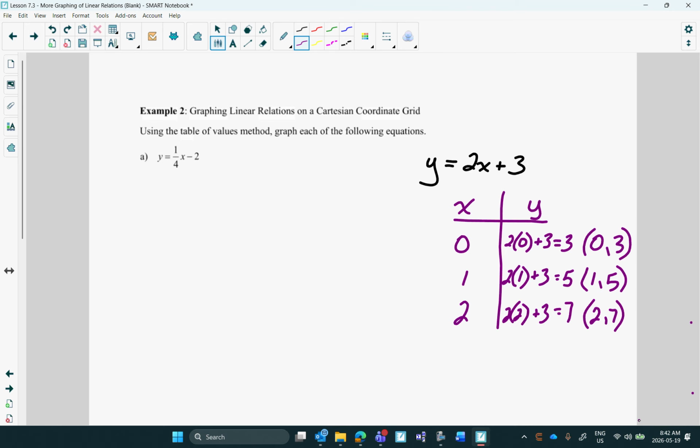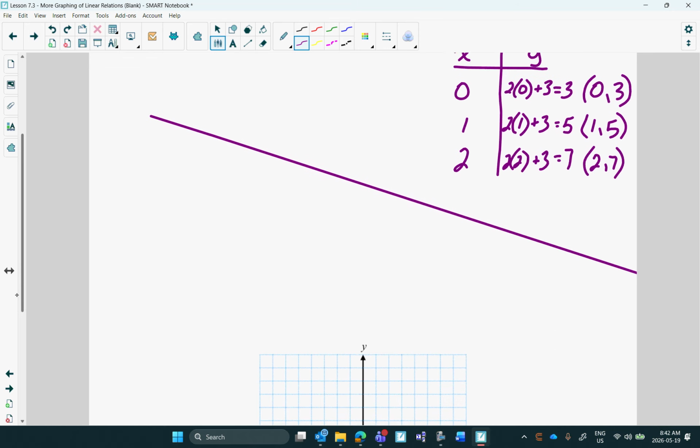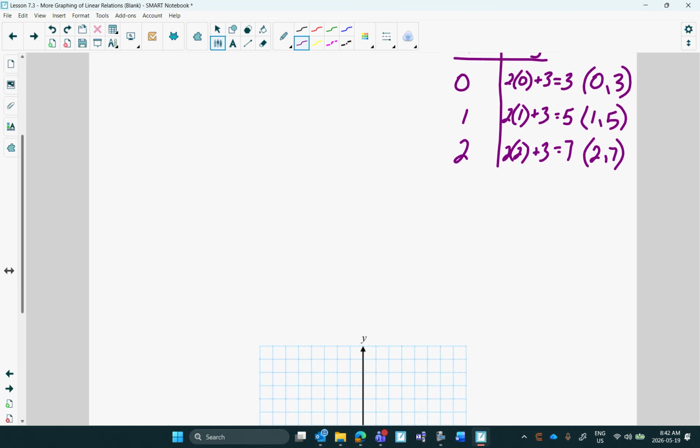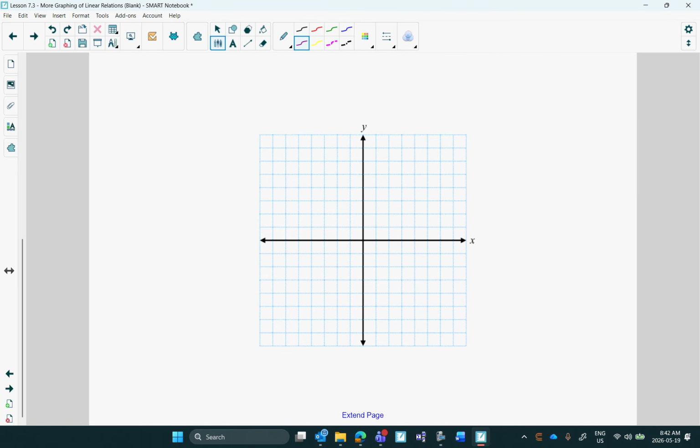Now we put those on the grid. Put those 3 points on the grid: (0, 3), (1, 5), and (2, 7). If you do everything correctly, your 3 points should form a line. Okay? If this dot was over here somewhere, you made a mistake. So to finish it, draw a line through it.